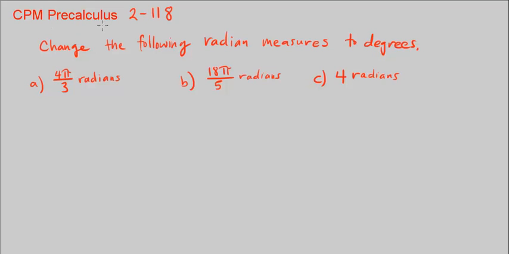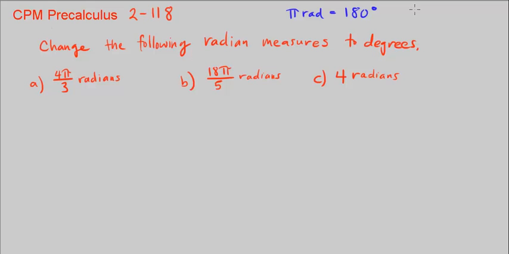This is CPM Precalculus Chapter 2, number 118. So we're asked to change the following radian measures into degrees. What we have to remember for this problem is that to go from radians to degrees, we have to know pi radians equals 180 degrees, or you can say 2 pi radians equals 360 degrees.